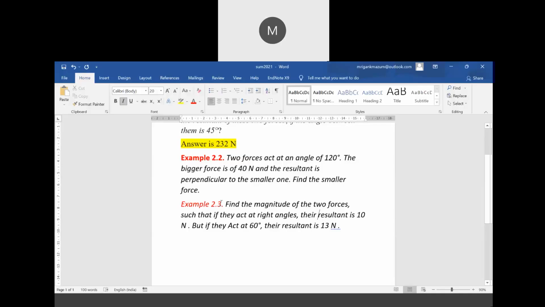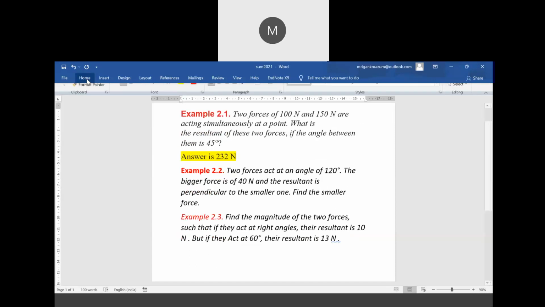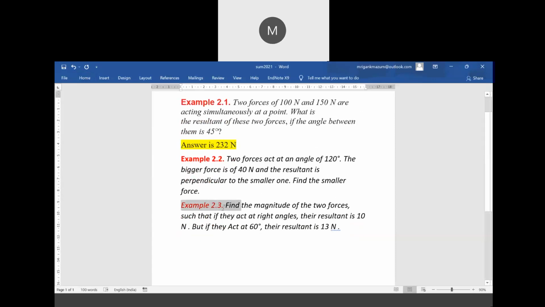So let us start now. Yesterday we solved the two numericals, right? Today there is one more numerical left. So going to the next topic, let us first solve this. We solved examples 2.1 and 2.2 yesterday. So just solve this numerical 2.3. Check it out, try to solve it.